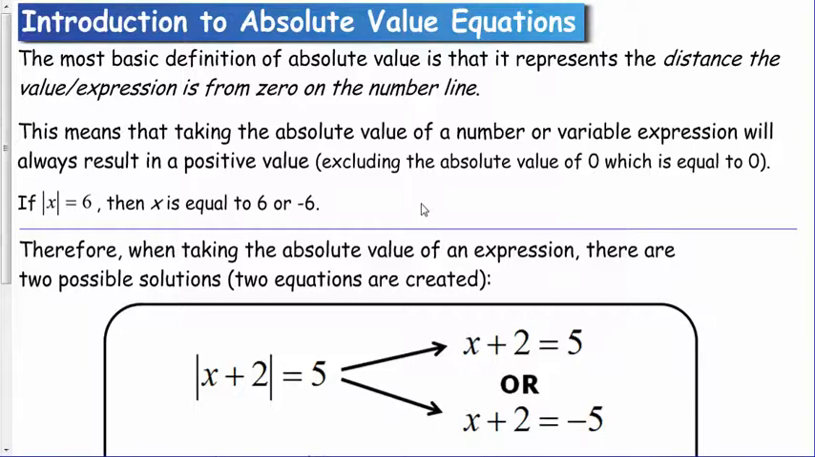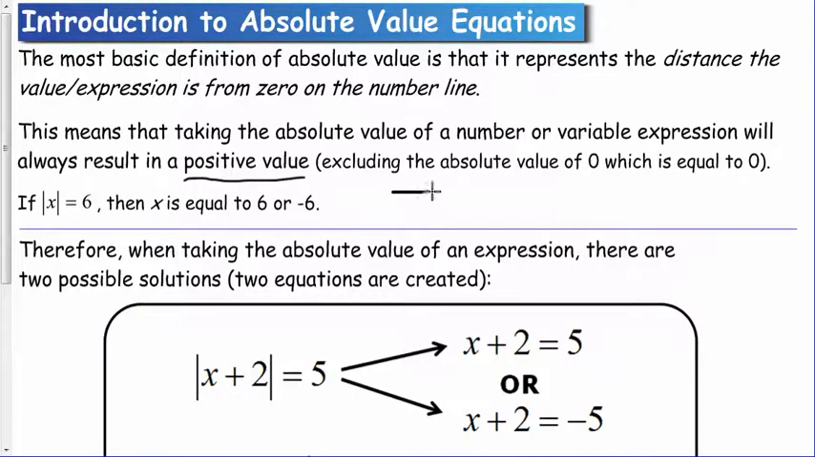Now, what does this mean in context to what we're going to be dealing with? Since we're dealing with distance, distance can only be positive, and that's going to be really crucial in this lesson. When you take the absolute value of a number or a variable expression, it should be positive, excluding if you're taking the absolute value of 0, because the absolute value of 0 is 0. If we look at this, the absolute value of x equals 6, then that means x is 6 or negative 6. But what does this mean in context to our definition?